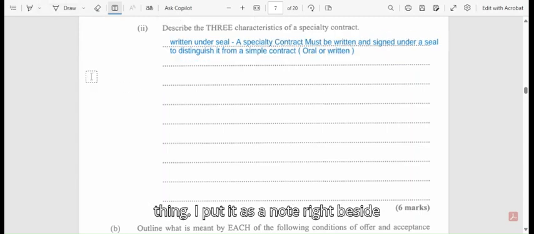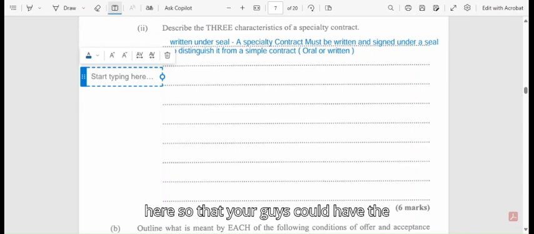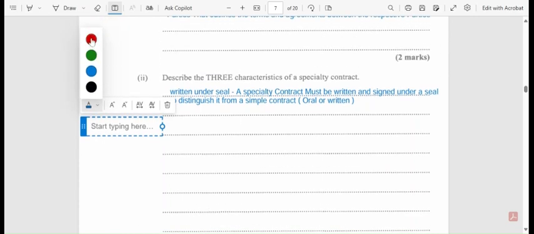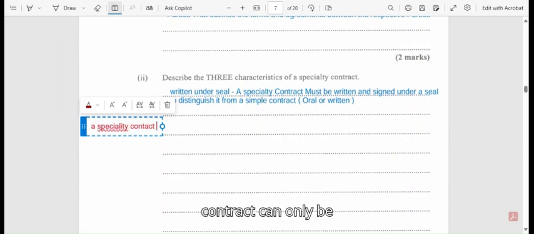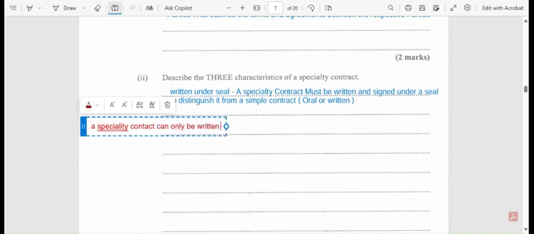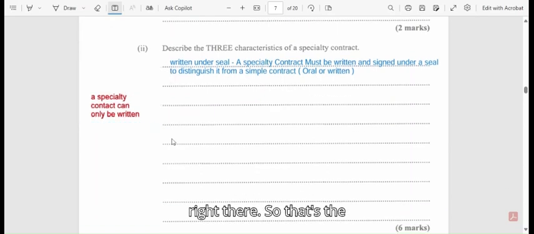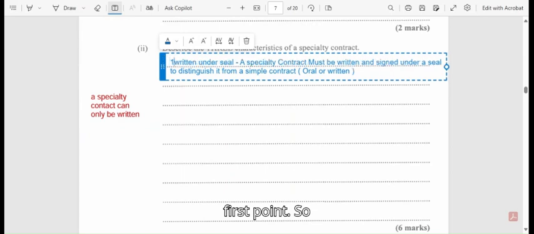Let me change this. I'll put it as a note right beside it so that you guys can have the benefit. Let's change that to red. These are notes that you should take: a specialty contract can only be written. So we have that differentiation right there. So that's the first point.